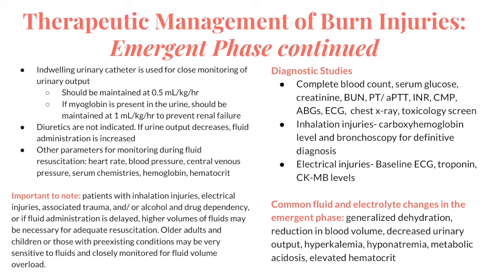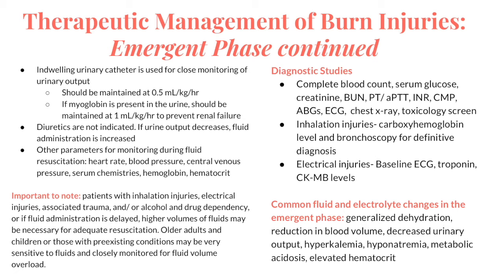Some diagnostic studies include complete blood counts, serum glucose, creatinine, BUN, PT, APTT, INR, CMP, ABGs, ECG, chest x-ray, and toxicology screening. Some inhalation injuries require a carboxyhemoglobin level and a bronchoscopy for definitive diagnosis. And for electrical injuries, it's important to get a baseline ECG, a troponin level, and CK-MB levels.